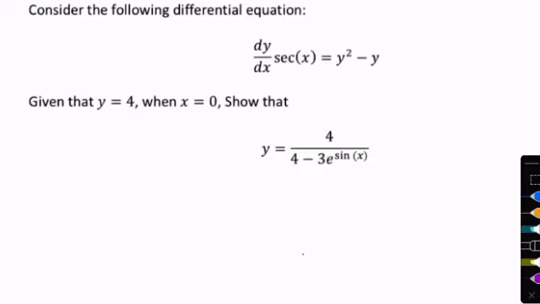Now, we can't integrate unless we separate the variables. That means we want the y's on the same side as the dy, we want the x on the same side as the dx, and we want the dx in the numerator, not the denominator. So we can separate the variables. This first step is called separation of variables.